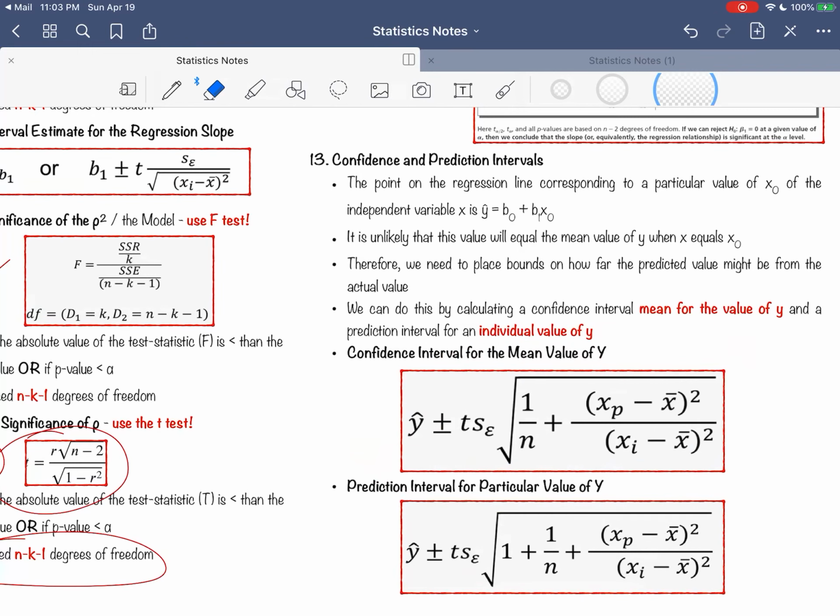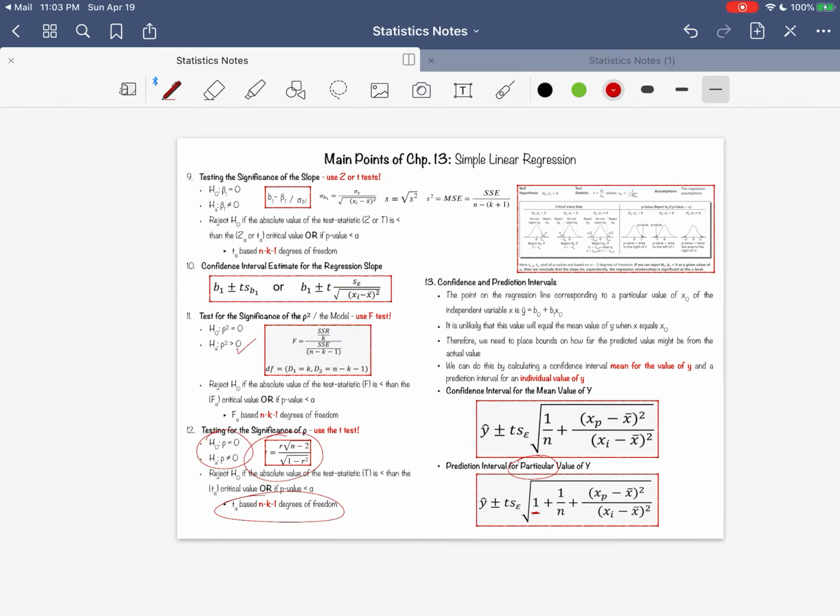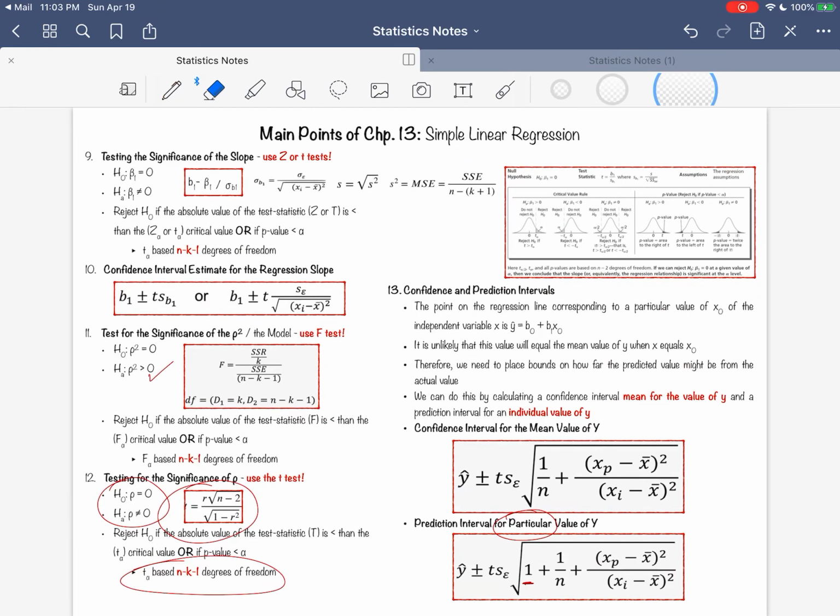Alternatively, if you would like to make a prediction for a particular value of y, and this will be very clearly indicated on any exam as a particular y or specific y, the equation is still the same, except you add a 1 to it. This will make the range wider to account for the reduced accuracy. So this has been part 2 of the main points of chapter 13. I'll move on to a comprehensive problem that will address a lot of the points that we've seen together here.